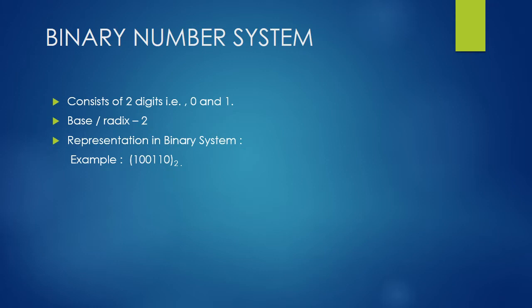Now, the next one is how do we represent a number in binary number system? As you all can see, one example is shown here of binary number system. The number shown here is only a combination of digit 0 and 1 written inside brackets with the base 2 written as the subscript. We'll write the base of binary number system outside the bracket as shown in the example.